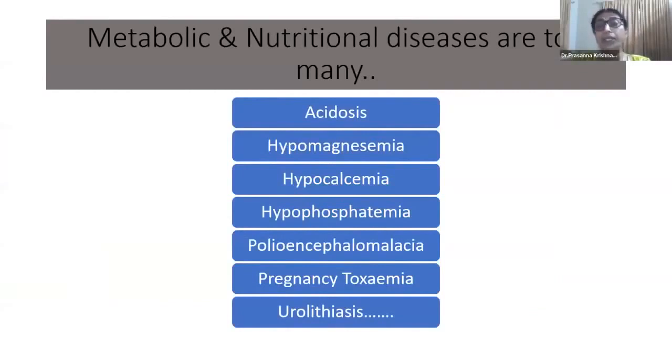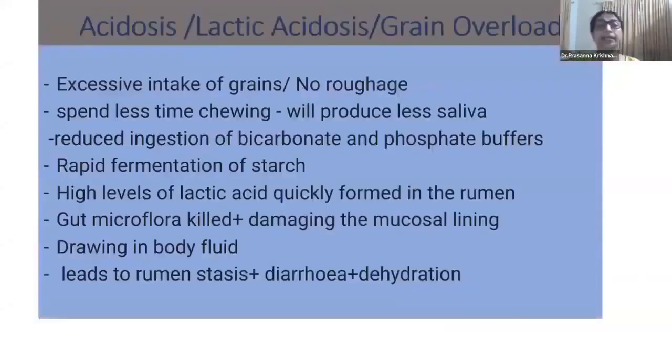The metabolic and nutritional diseases, there are too many, but I will just mention a few points regarding the common diseases that we come across. That includes acidosis, hypomagnesemia, hypocalcemia, hypophosphatemia, polioencephalomalacia, pregnancy toxemia, urolithiasis. Lactic acidosis may be the most well-known among the metabolic diseases, also known as grain overload.